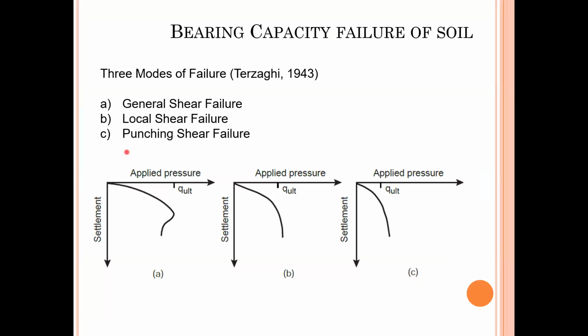So try to do those. And now I'm going to talk about the bearing capacity failure, because all these equations that we saw have been developed assuming the failure will be a general shear failure. General shear failure, the failure mode looks like this.